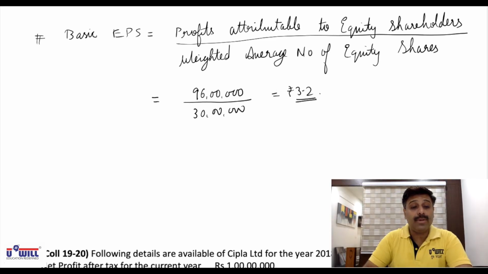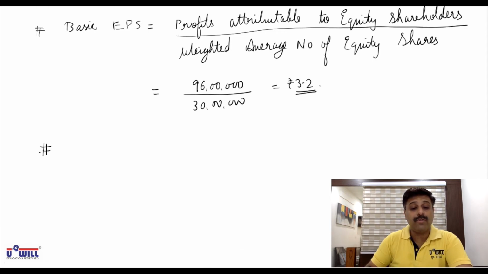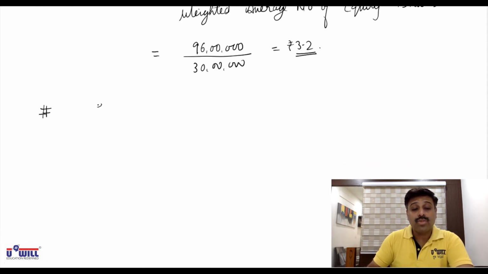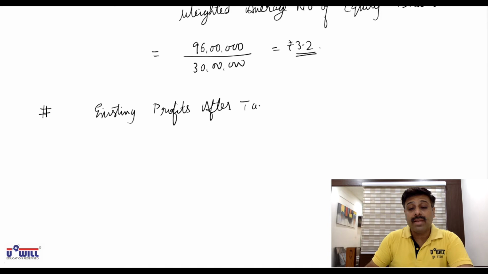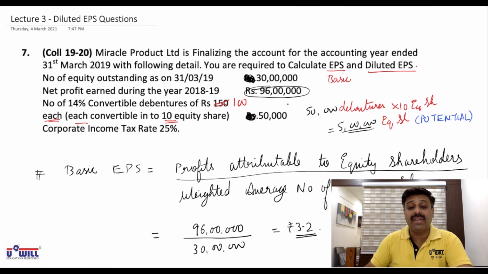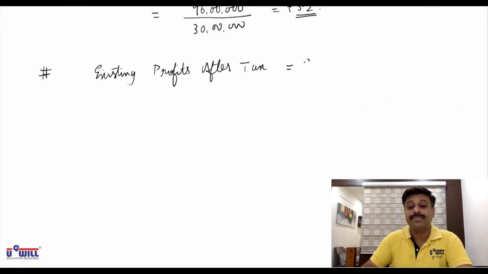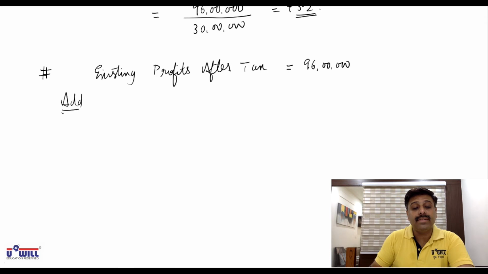Now we find diluted EPS. So for diluted EPS, first we'll have to find adjusted earnings. So what are existing profits after tax? Okay, we are taking the effect of debentures, what we studied just in the beginning today. Existing net profits or profit after tax are 96 lakhs. Now in that we will add interest on debentures.